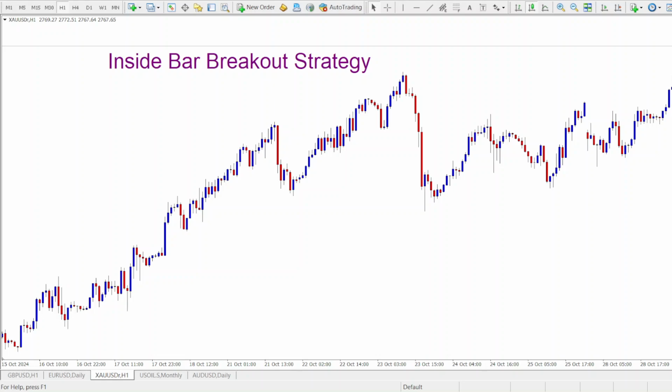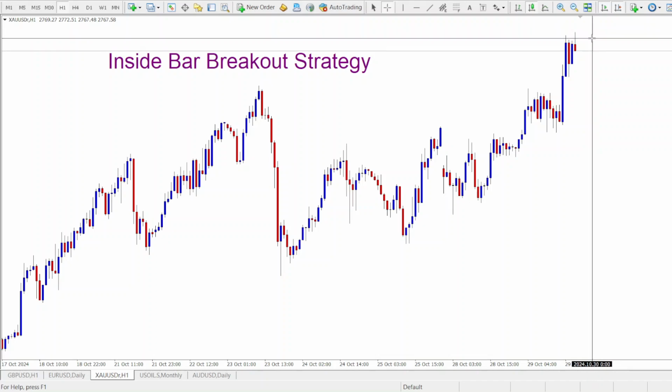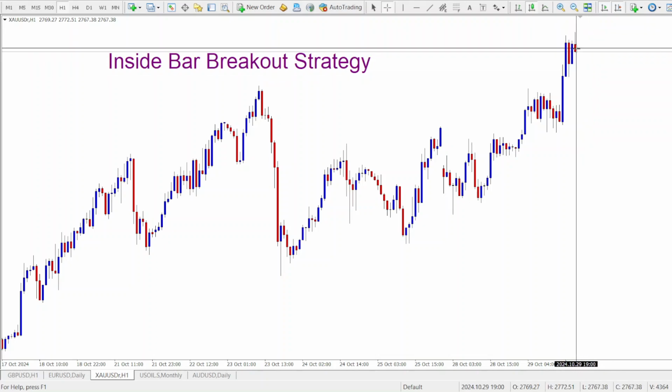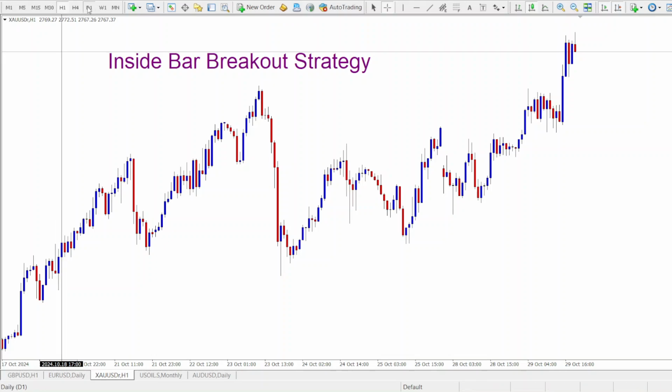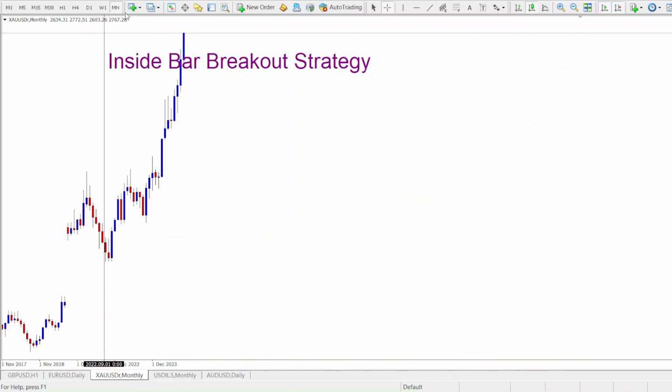All right. Now, firstly, let us break down what an inside bar actually is. An inside bar forms when the current candle's high and low are completely within the previous candle's range. So we can see that this is not exactly an inside bar. Let us just toggle through different time frames to see if we're going to find an inside bar. Okay, we're not exactly finding one.